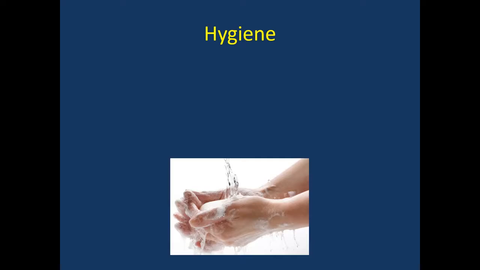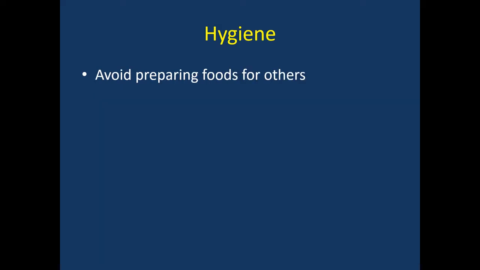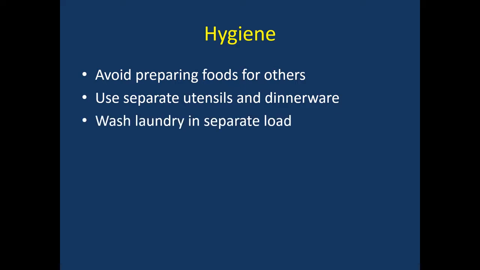Lastly, practicing careful hygiene will help minimize radiation to others. Just like when you have the flu, frequent hand washing is recommended. It is recommended that you use separate bathrooms and not share toiletries. The toilet should be flushed a couple of times after use, and men should also sit down while urinating in order to minimize splashing. Avoid preparing food for others and use separate utensils and dinnerware when eating. Wash your laundry in separate loads. Dispose of waste such as tissues immediately. A separate closed trash container is recommended to prevent children and pets from digging through.